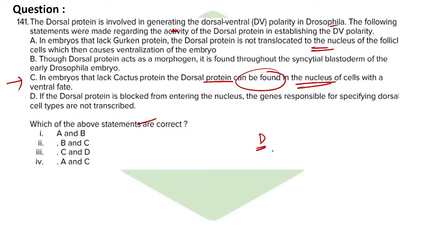Try the question, everyone. It's very simple. If you have learnt about the dorsal ventral axis formation, you will not make a mistake in the question. Try it out. The question is from your Drosophila topic. Try the question, everyone.